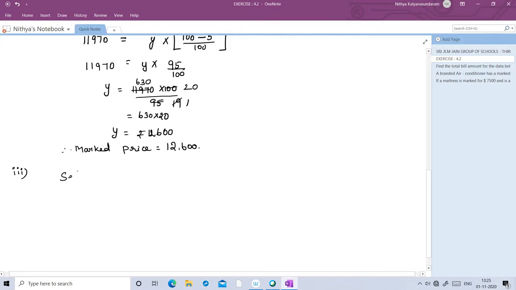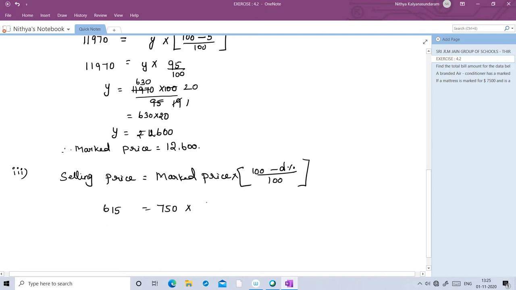Selling price is equal to marked price into 100 minus discount percentage divided by 100. So the selling price is 615 and marked price is 750. 615 is equal to 750 into 100 minus, so discount only we want to calculate. It is given as the variable Z. So instead of discount percentage, substitute Z.